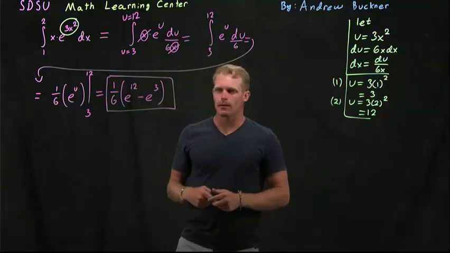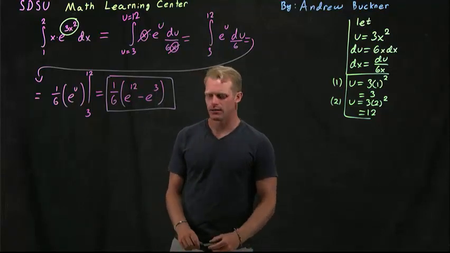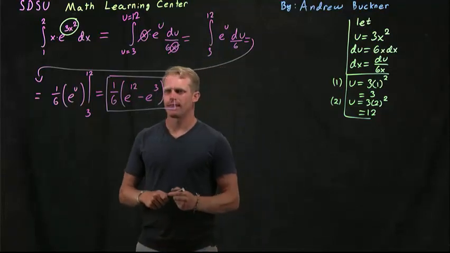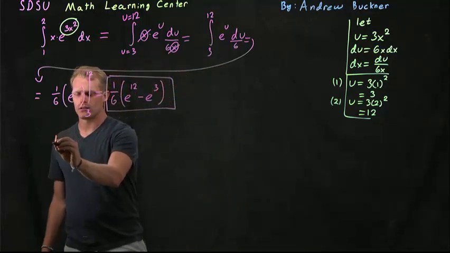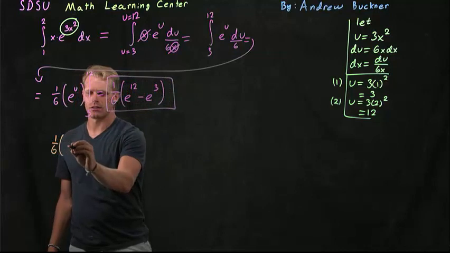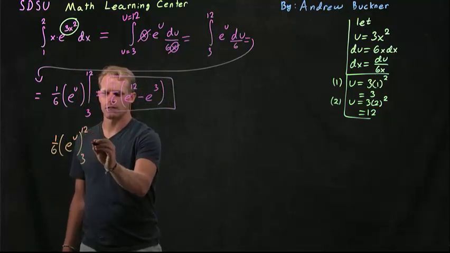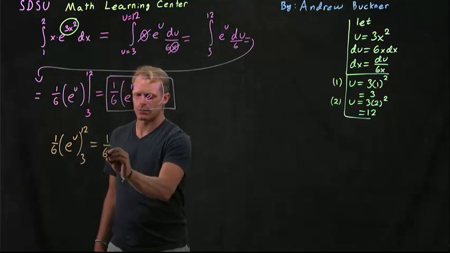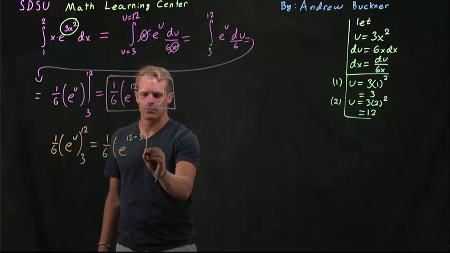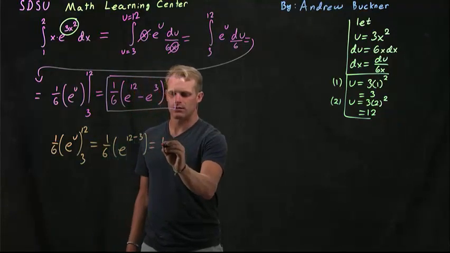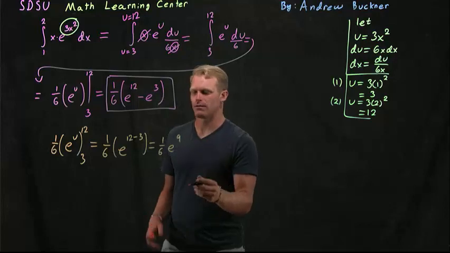When I showed this to my friend Marshall, he said, well, why can't we just say, if I'm doing this integral and I get to this stage here, why don't I just write this as 1/6 e to the 12 minus 3, which then gets me to my final answer?